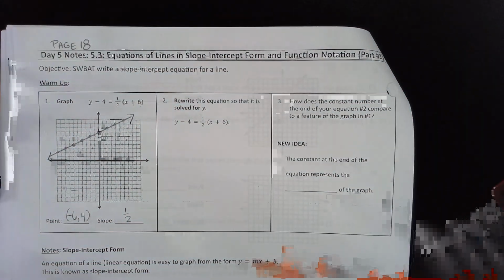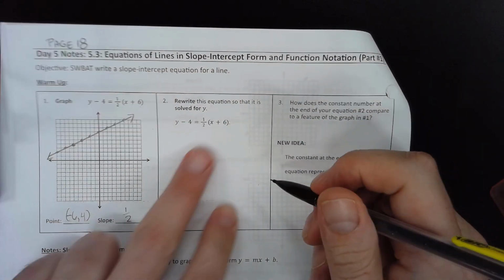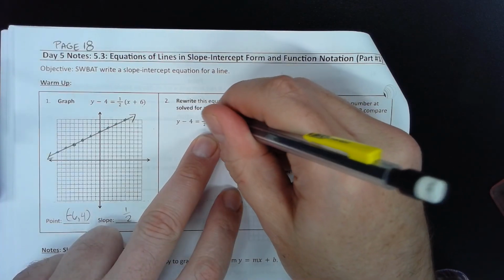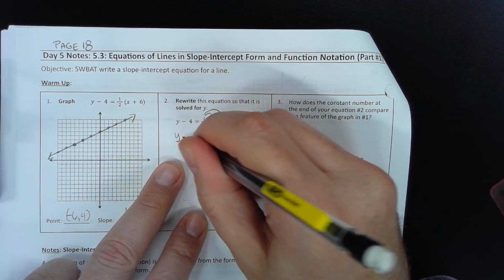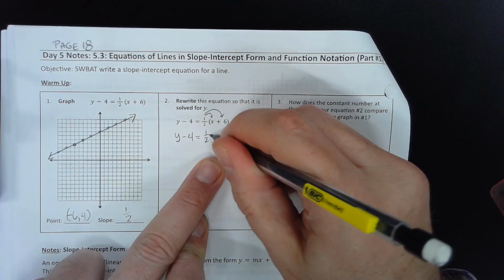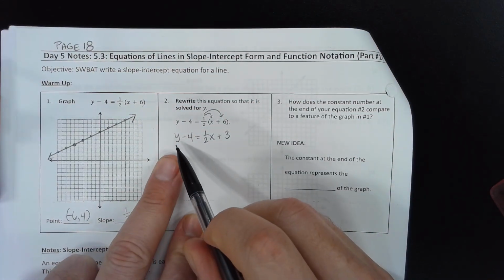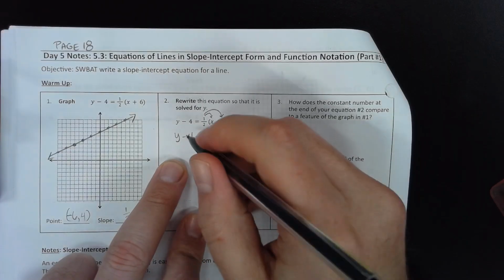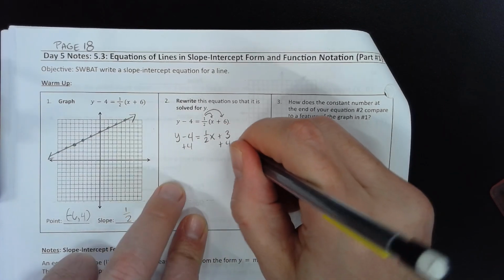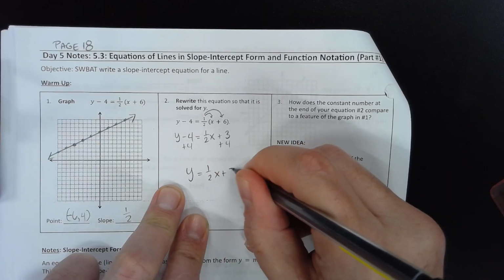Continuing on to part 2, it says rewrite the same equation so that it's solved for y. First, I want to distribute the 1/2 to everything inside of the parentheses. Nothing happens on the left-hand side. In the middle, we have 1/2 x. Half of 6 makes 3. If I'm solving for y, I want to get this y by itself. I'm going to add a 4 to both sides. So we get y equals 1/2 x plus 7.